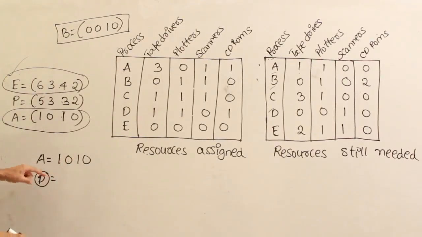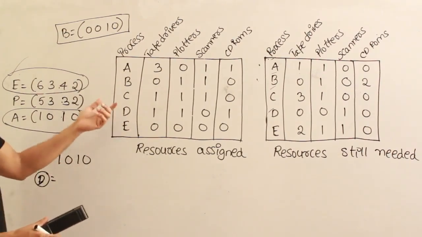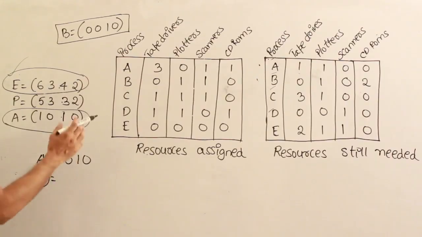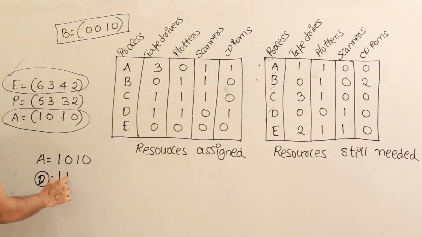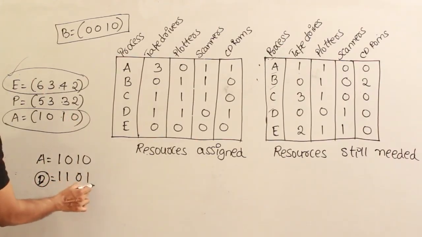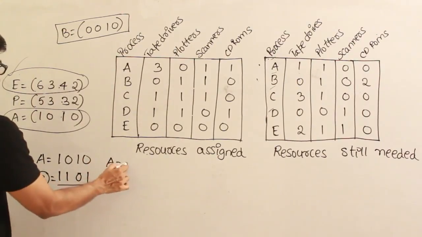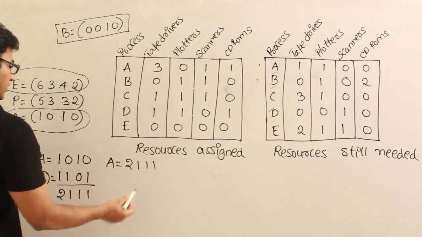Once I allocate D whatever it requires, I assume that D will release whatever it is already holding. Therefore, what is it holding? 1 1 0 1, so it is going to release 1 1 0 1. Then what will be the new availability? 2 1 1 1, right? Now I am going to take this as the new availability, which is 2 1 1 1.